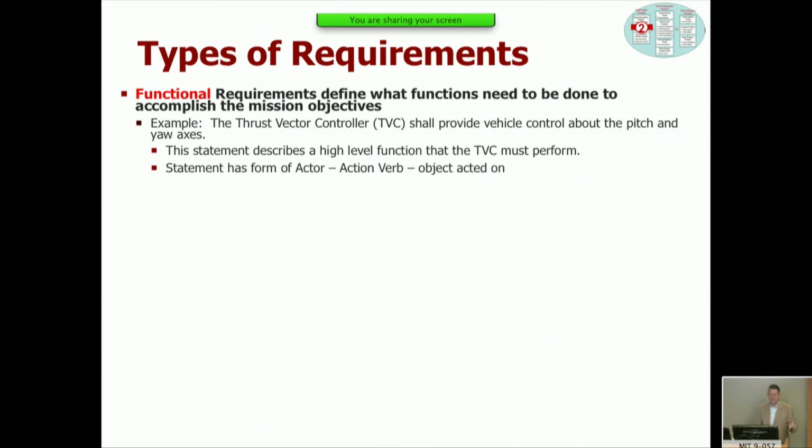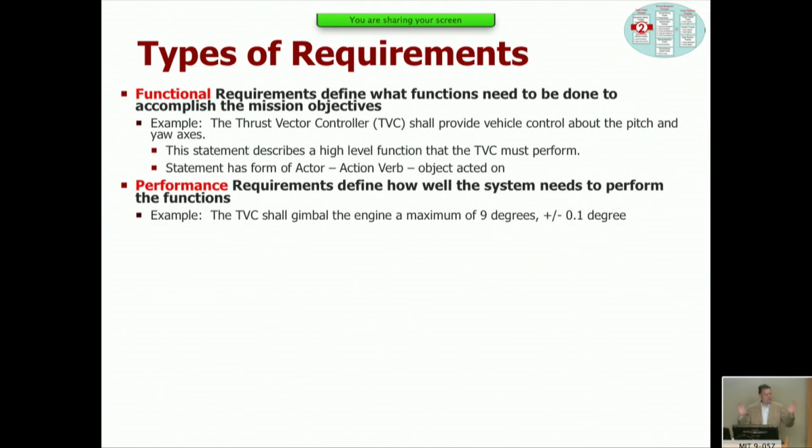And in this case, you should control the thrust. You shall provide thrust control around pitch and yaw axes. So this statement is a high-level functional statement, and it's written in the actor-verb-object form, right? So that's the classic requirement, a functional requirement.